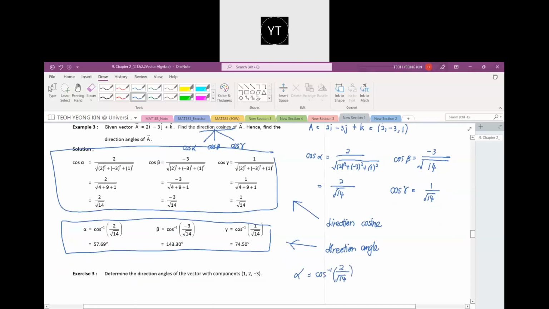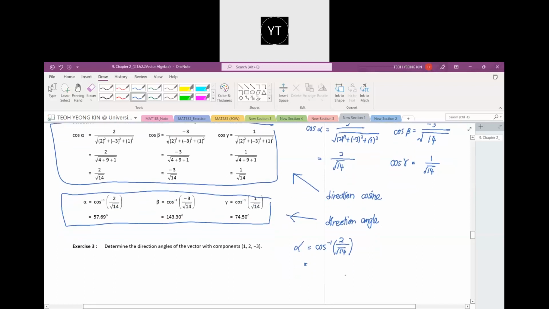You can use your calculator. How do you use the calculator? First you press shift and then cos. Shift cos and then put a bracket, 2 over square root of 14. So the first is 57.69 degrees, rounded off.